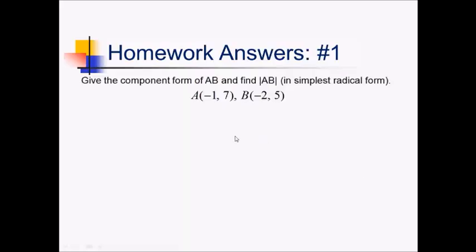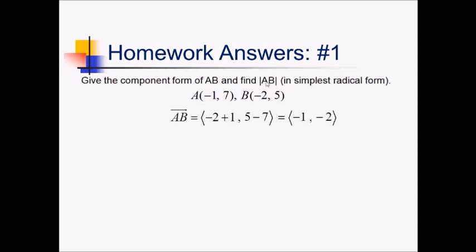For this problem, we're trying to find the component form of a to b and also the magnitude or absolute value. For component form, we're essentially just doing b minus a to get directions from one to the other. So we'll do the x's first, -2 minus -1 or -2 plus 1. And then we have the y's, 5 minus 7, with a comma separating all this. So that gives us -1, comma, -2.